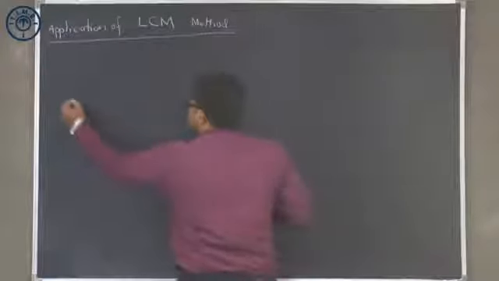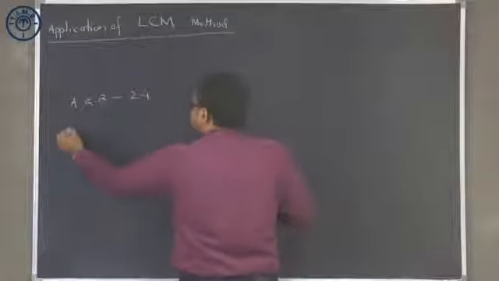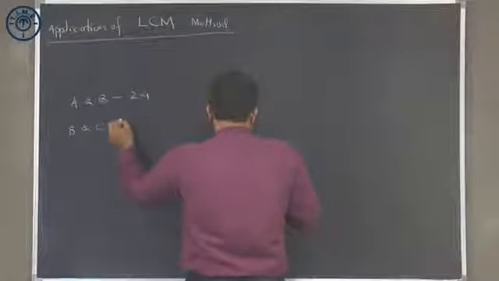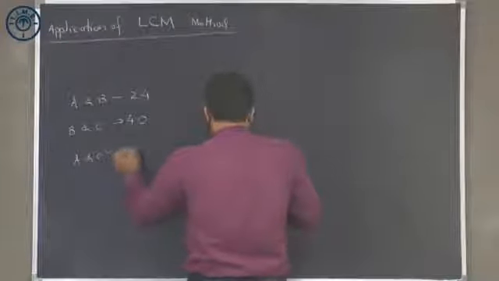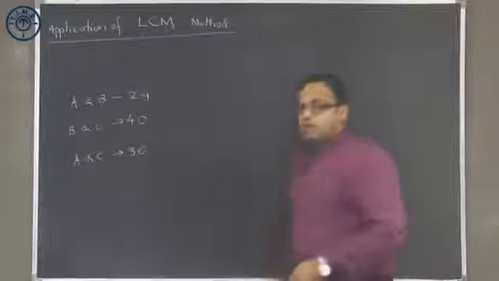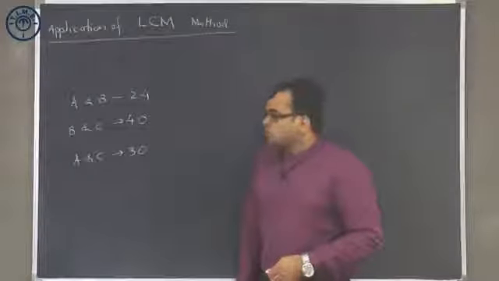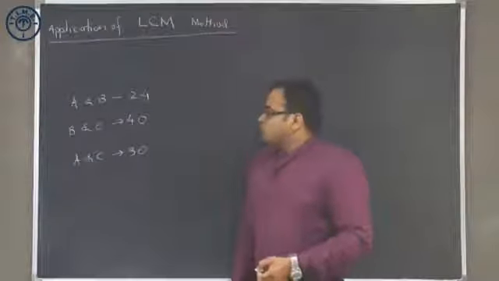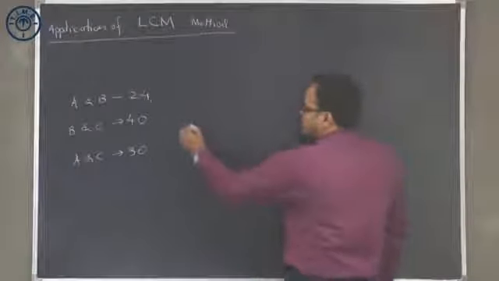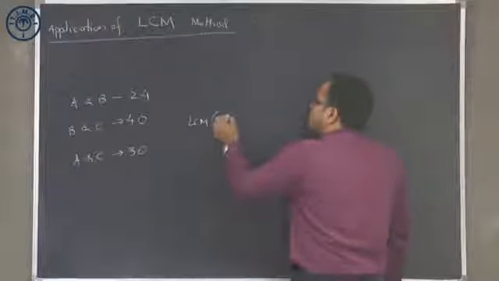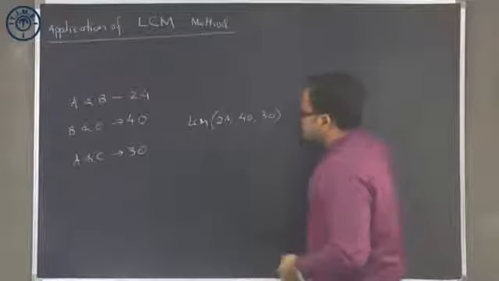So what we are saying is that A and B can finish the work in 24 days. B and C can finish the work in 40 days, while A and C can finish the work in 30 days. This question can be answered using the unitary method also. What we will prefer is the LCM method. There are 3 numbers used here, 24, 40 and 30. Let's take the LCM of 24, 40 and 30. So the LCM of these 3 numbers will be 120.